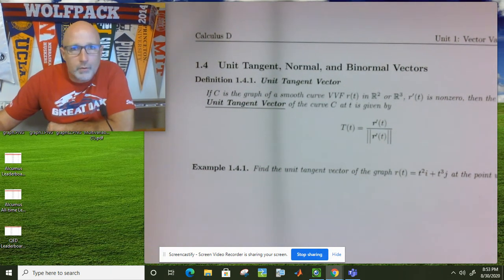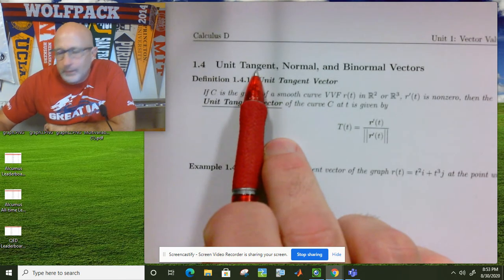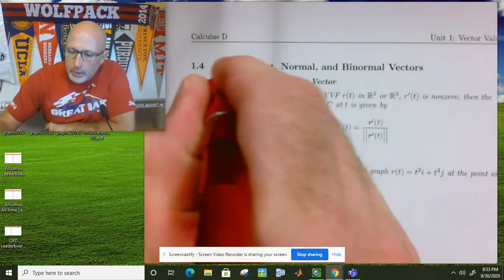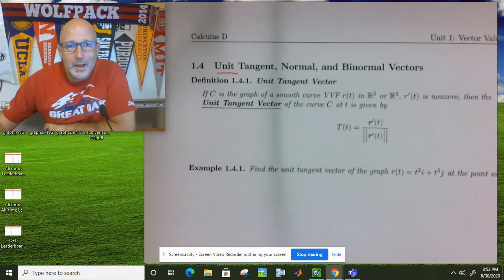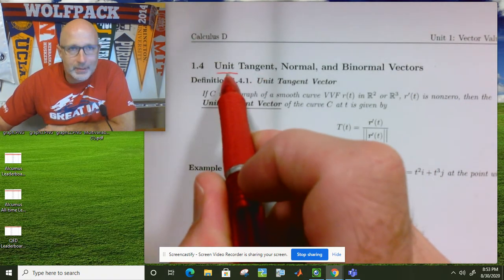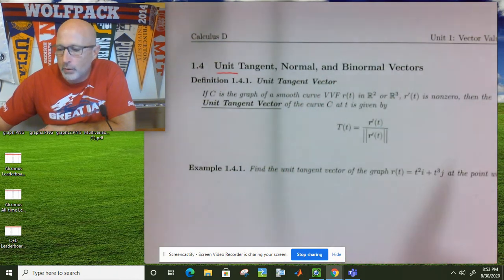So today I'm going to go over 1.4 unit tangent, normal, and binormal vector. We already know what a tangent vector is, and now we have to know what is meant by unit. We've talked about this a lot in math. Unit in math means one. So we're talking about a tangent vector that has a length of one. And then the same thing goes for a normal and a binormal vector.